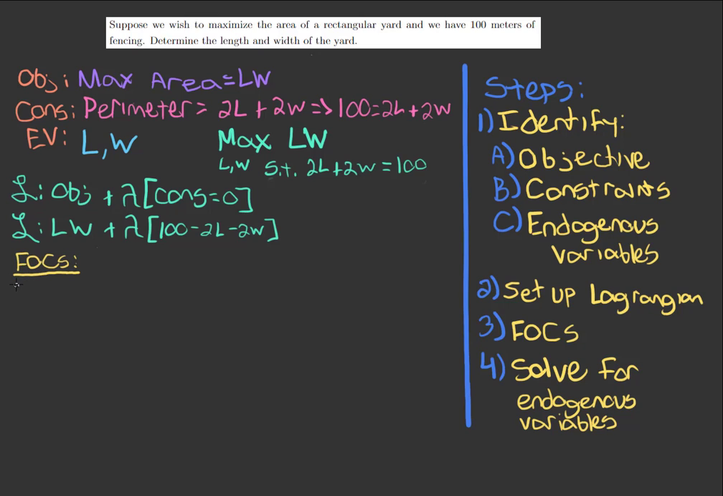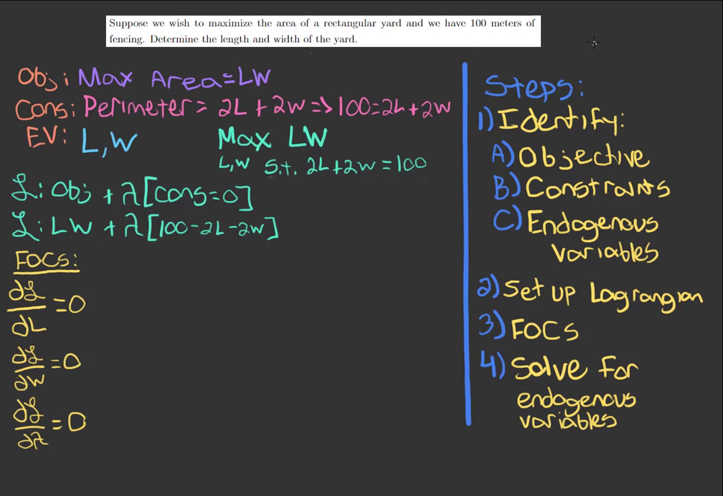Now, the first order conditions are going to be such that we take the derivative of the Lagrangian with respect to each endogenous variable: the derivative of the Lagrangian with respect to L, the derivative of the Lagrangian with respect to W, and the derivative of the Lagrangian with respect to lambda. And we're going to have to set each of those derivatives equal to 0.